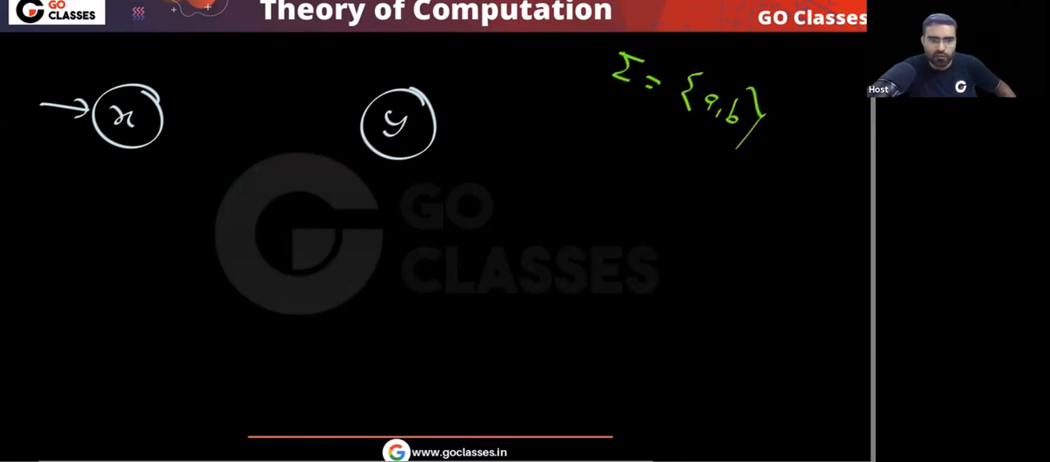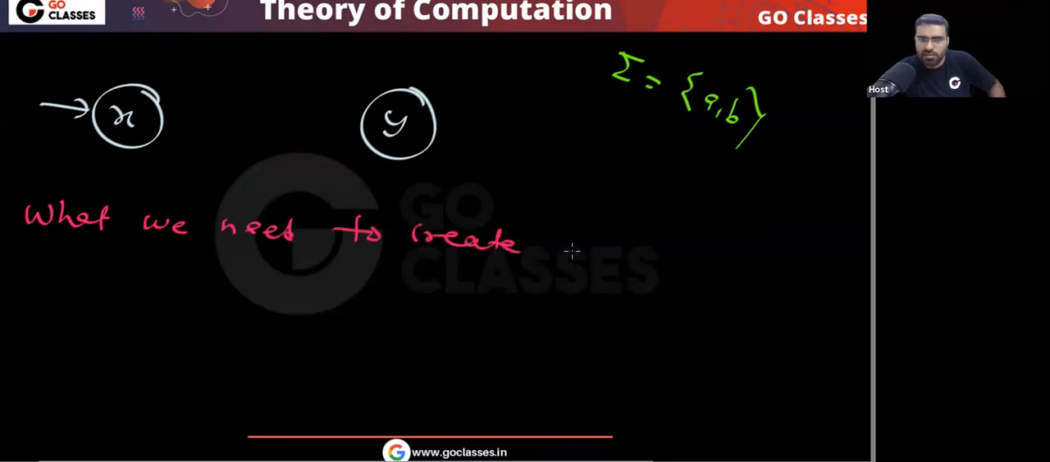You tell me one thing. What do we need to create a DFA? We want to create a DFA. Tell me. Already you have x comma y, these are the two states, and the alphabet is a comma b.